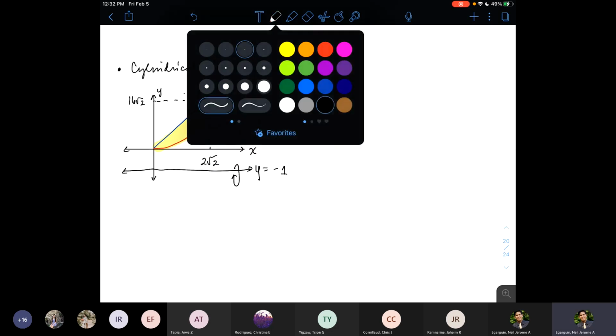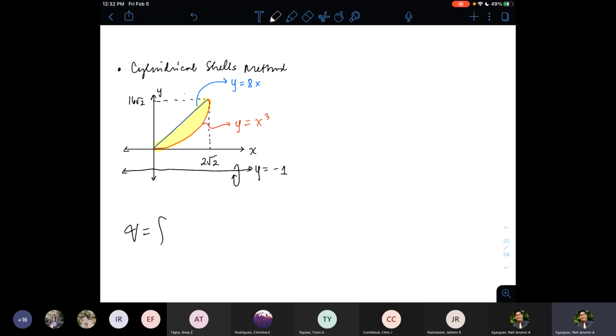Now we will use the cylindrical shells method here. We need to decide what type of integral to use. Well, the axis of revolution is horizontal. Cylindrical shells method requires strips parallel to the AOR. So that means we will use horizontal strips. And horizontal strips always go with a variable y. So we integrate with respect to y.